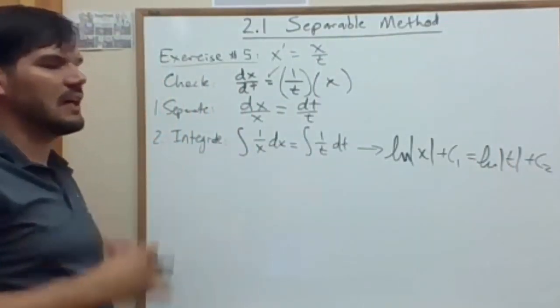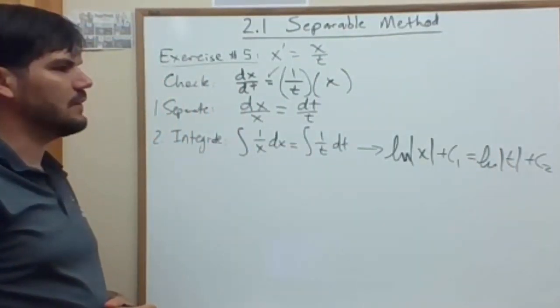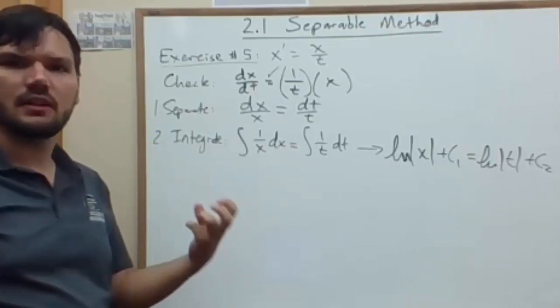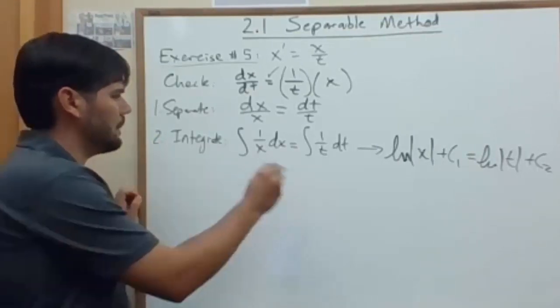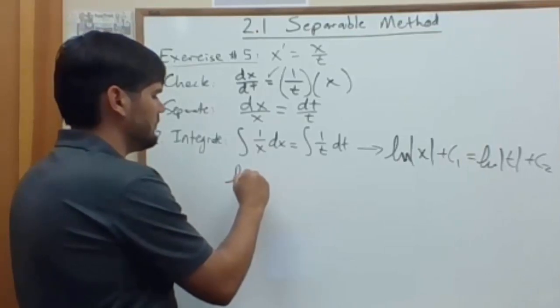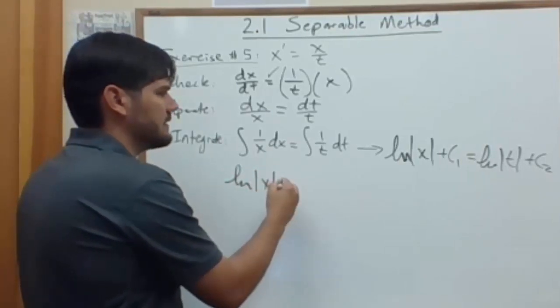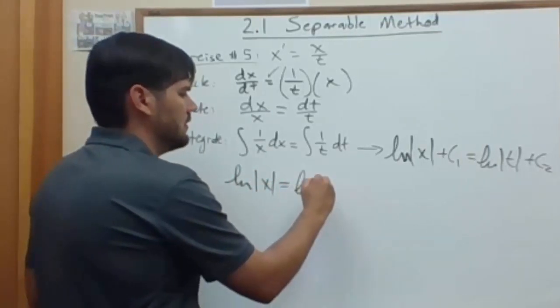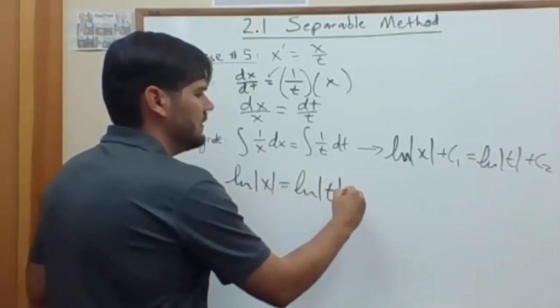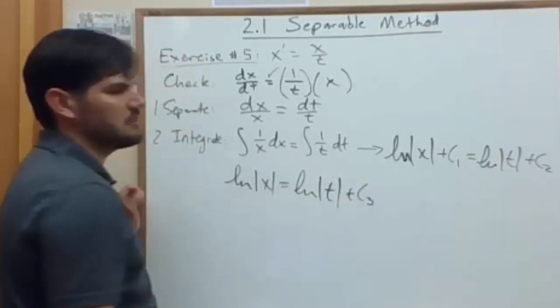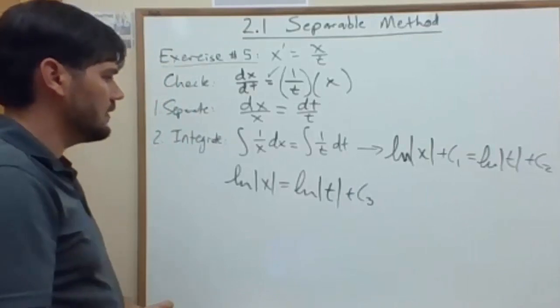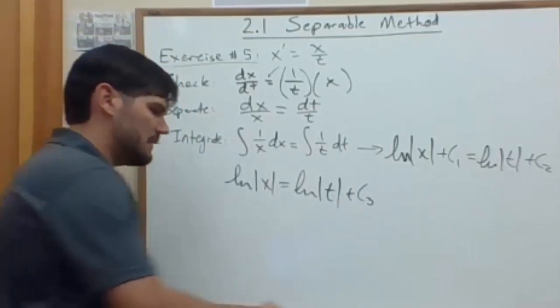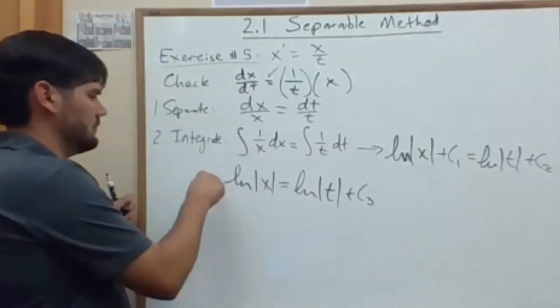And then we can do a couple of things. First thing I'm going to do is combine the arbitrary constants together. So we have log of absolute value of x is equal to log of absolute value of t plus a new arbitrary constant, we'll call it c3. And then we'll exponentiate both sides.